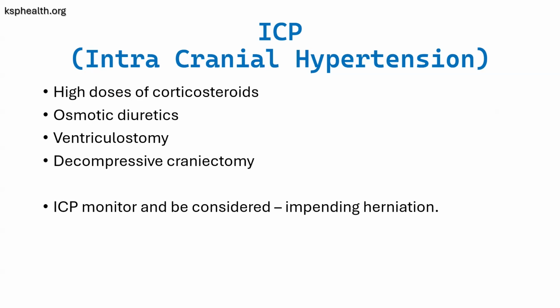It's not uncommon in patients with bacterial meningitis to have increased ICP. How do you treat it? Osmotic diuretics, which typically, I personally use hypertonic saline, 3% saline, ventriculostomy, decompressive craniectomy. The timely intervention of decompressive craniectomy can save these kinds of patients. ICP monitoring should be considered when there is an impending herniation.